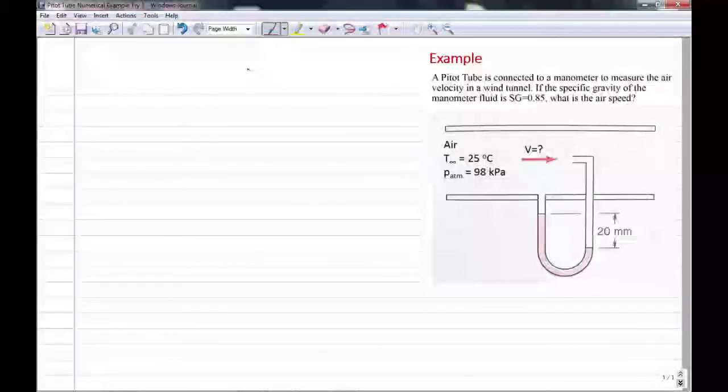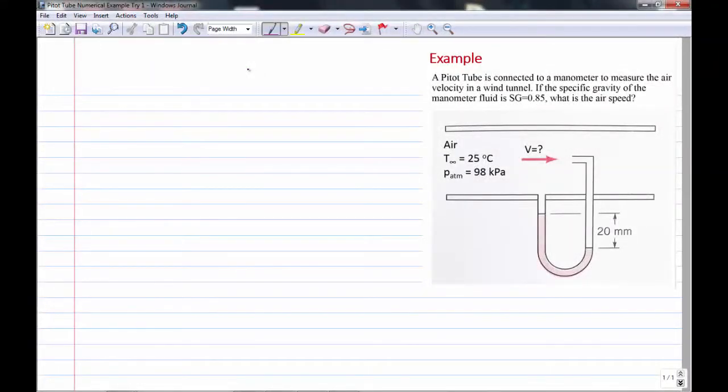So the problem says a pitot tube is connected to a manometer to measure the air velocity in a wind tunnel. If the specific gravity of the manometer fluid is 0.85, what is the airspeed? You can see in the diagram that you've got a 20 millimeter deflection of the manometer, and you're told in the problem statement that it's air at 25 degrees C and atmospheric pressure is 98 kilopascals, and we're after calculating the air velocity here.